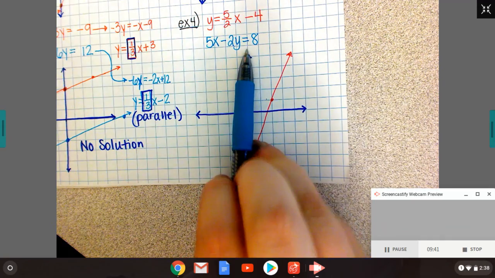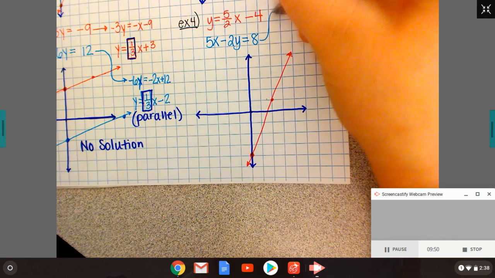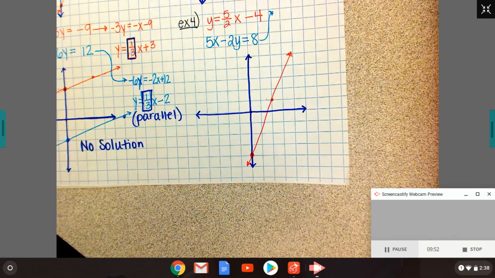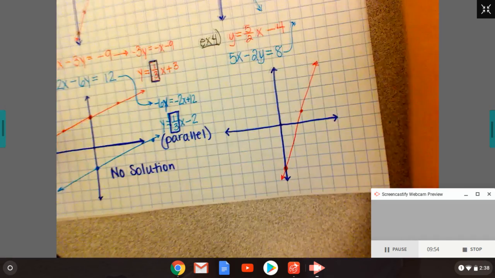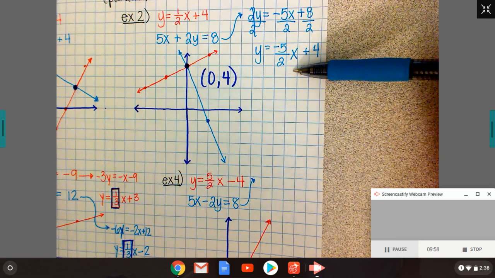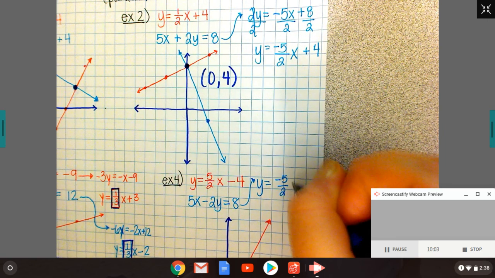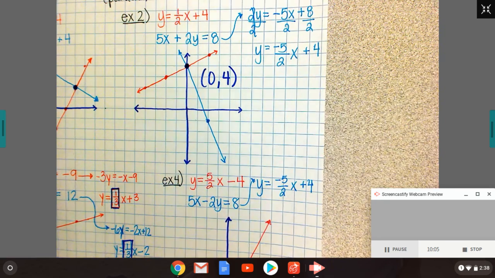My next guy, again, it's not in slope-intercept form, so I can move it around to make it be in slope-intercept form. Let's go ahead and do that. Actually, I think this is the same equation as we did above. It is. This is the same one we just did right here. And we solved it to be y equals negative 5 halves x plus 4.